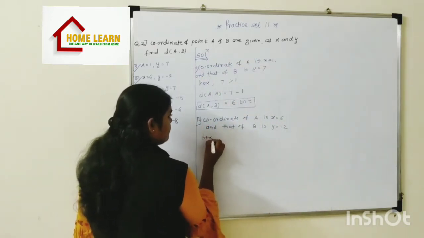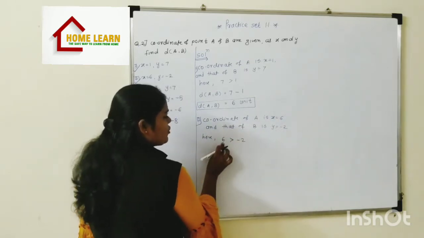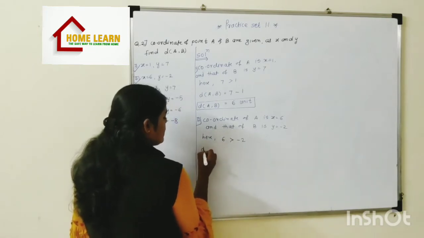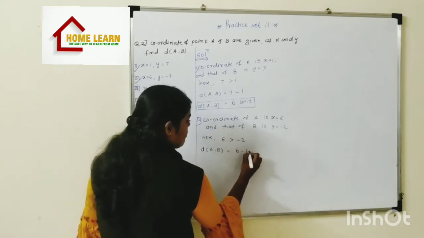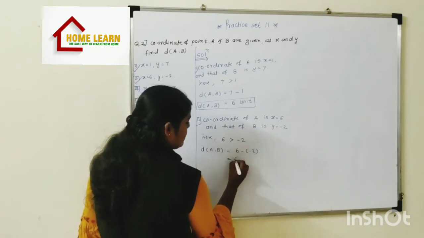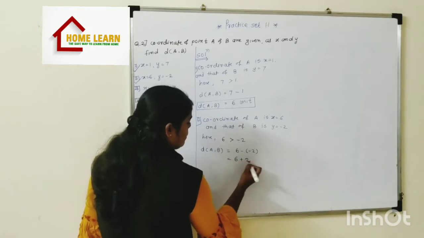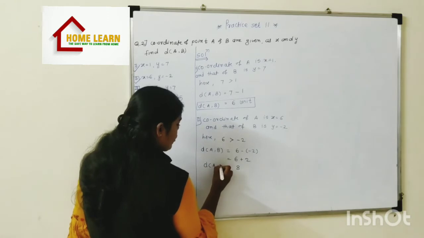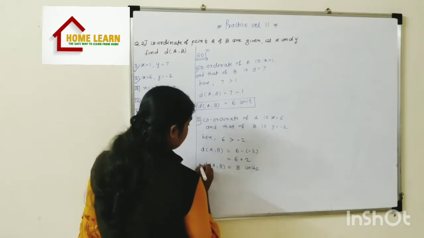Here 6 is greater than minus 2. Every positive number is greater than every negative number. So right here, the distance between points A and B is 6 minus minus 2. After subtracting, minus minus gets added. So 6 plus 2 is 8. So right here, the distance of points AB is equal to 8 units. And bracket it.